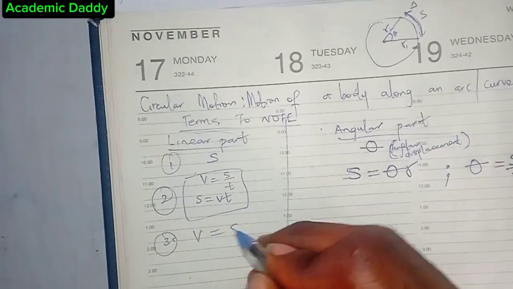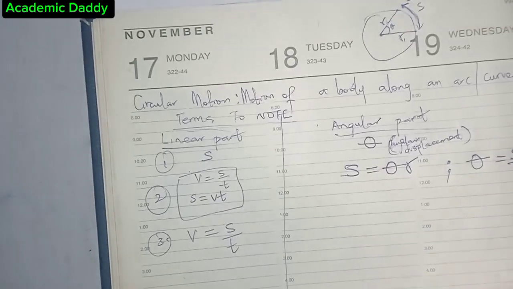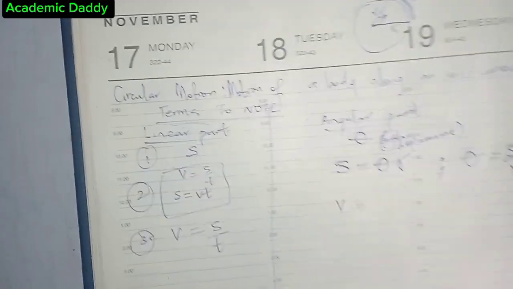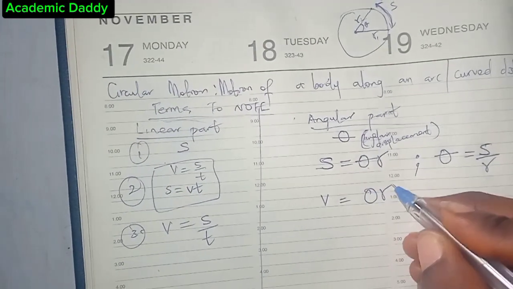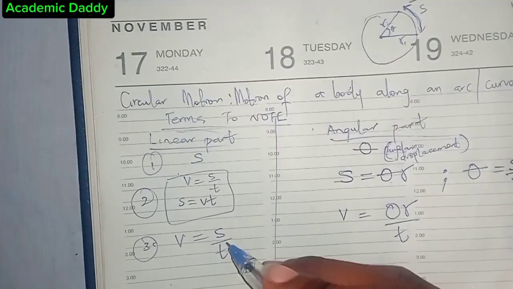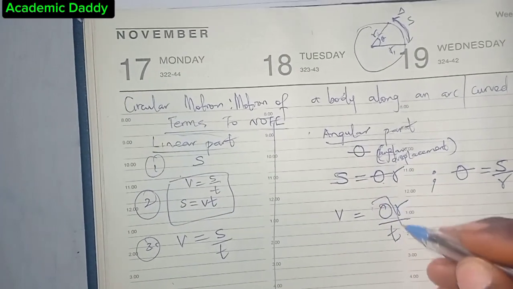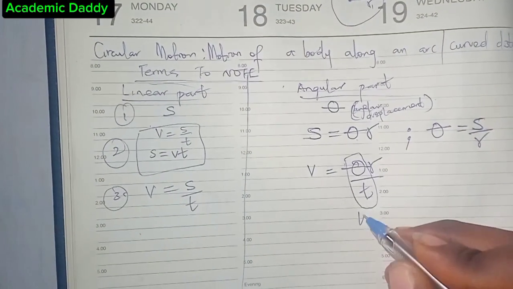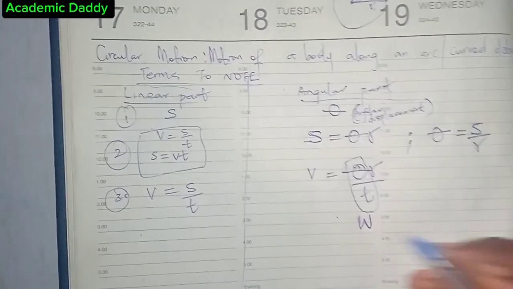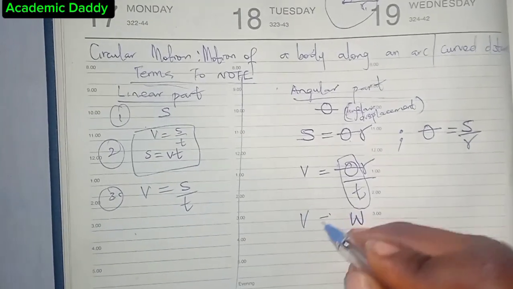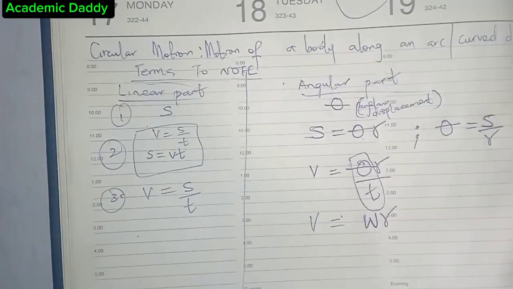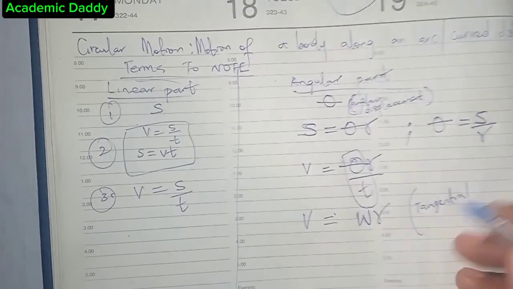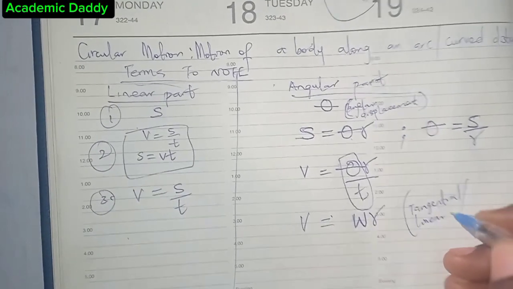You know that V is equal to S over T. But for circular motion, S is theta R, angular displacement times R. So it's going to be theta R all over T. That is S over T. So notice that this thing you have here, that is theta over T, is something in circular motion which is angular velocity or angular speed. So we can say that V is equal to omega R. And this thing you're seeing here is what we call the tangential or linear velocity formula.